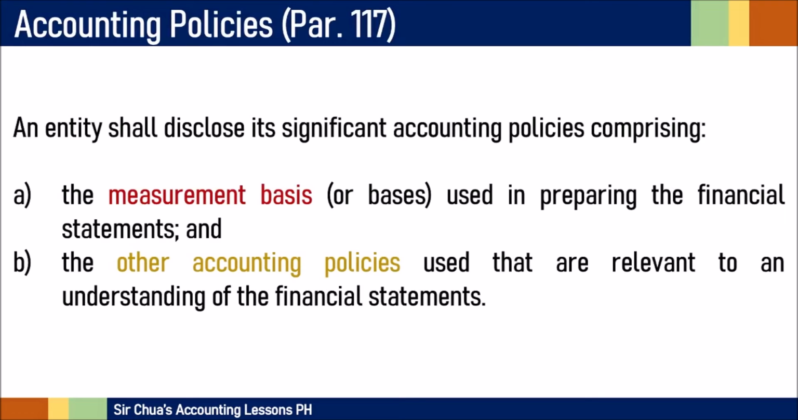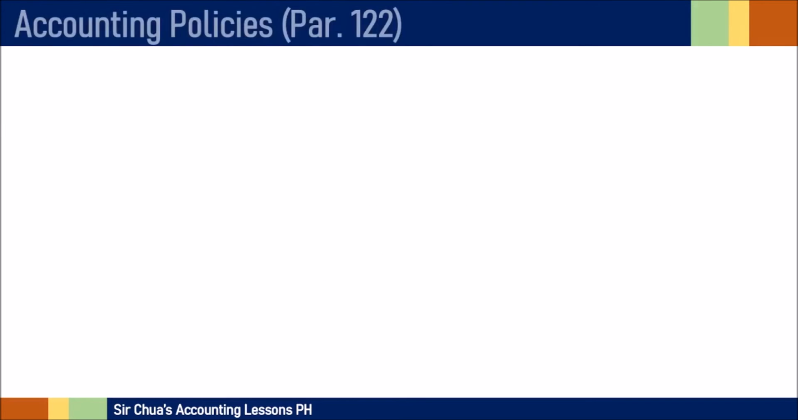An entity shall also disclose its significant accounting policies on the measurement basis that is used in preparing the financial statements, like FIFO, weighted average. So those are the measurement basis, or any accounting policies used that are relevant to the understanding of the financial statements.